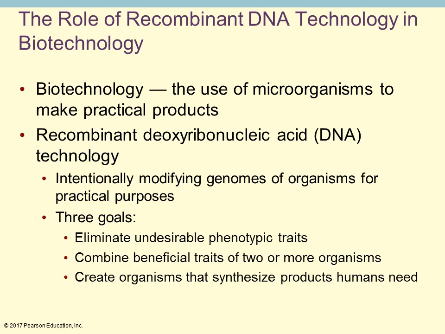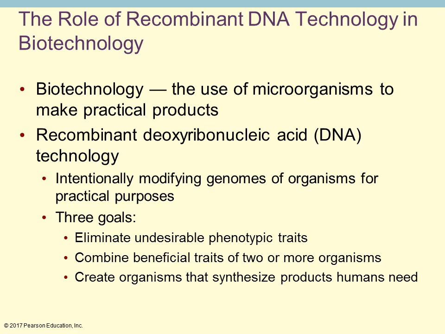There's 3 different goals. Number 1, possibly to eliminate some phenotypic trait that is undesirable. Remember, phenotypic traits are those that you actually see. How are they determined? By what's on the DNA. So you might have to remove the undesirable gene and replace it with the proper gene, or the one that you want. Another goal is possibly to combine beneficial traits from other organisms into one.